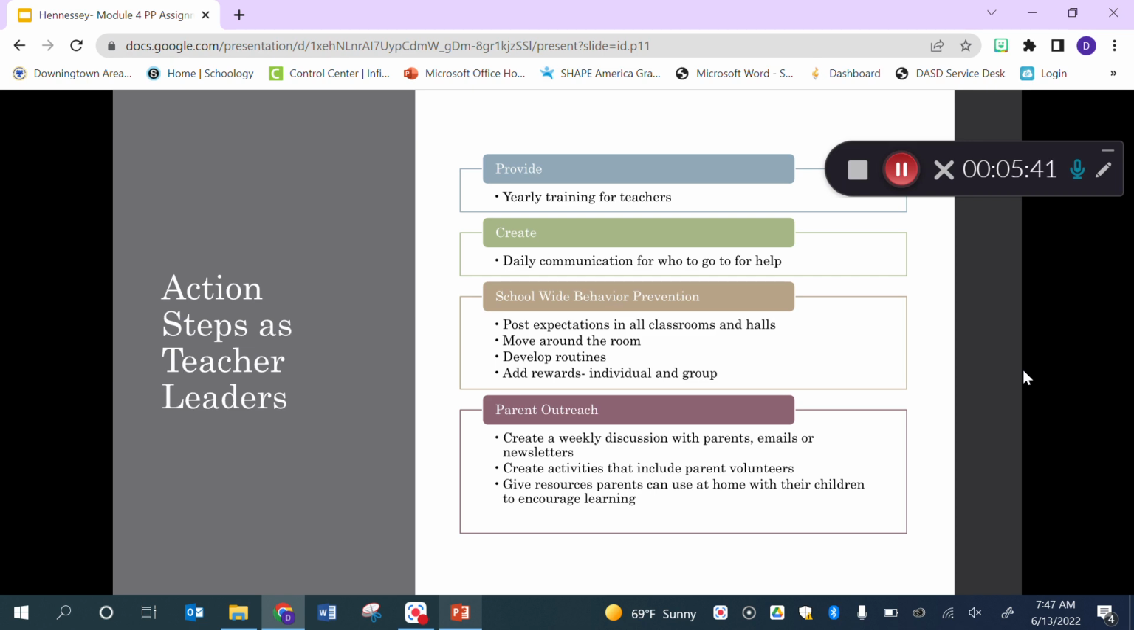And create a parent outreach program. Create a weekly discussion with parents, either through emails or newsletters. Create activities that include parent volunteers. Give resources to parents that can be used at home with their children to encourage learning.